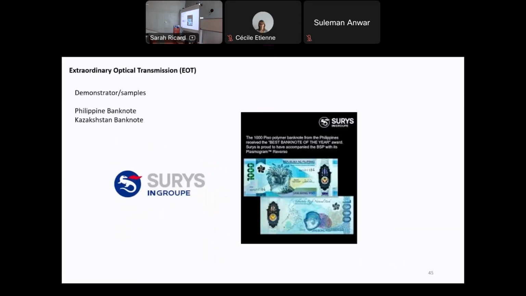And here it's a pleasure for me to show you this kind of demonstrator, which has been transferred to banknotes in Kazakhstan and Philippines. Thank you, Julia from InBook, who brought me these samples. So you can have a look. You have two kinds of banknotes with a window, with a metallic layer, and you can see in transmission. Okay. So, thank you again, Julia.